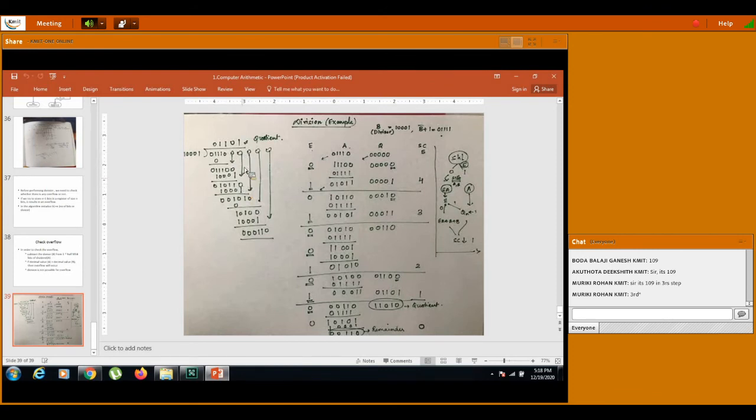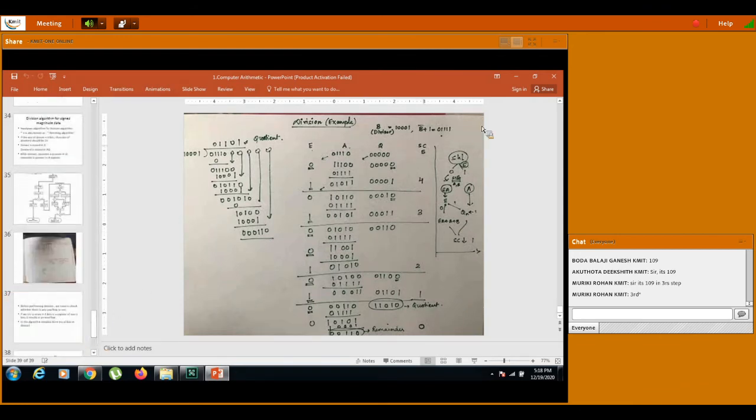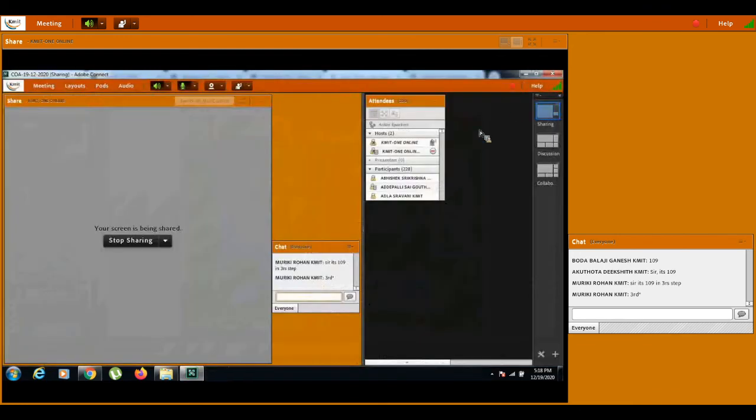You are getting this value. Again dropping this value, you get this value. Again you are dropping this value. 0 times is 0, and again 1 times gives the same number. At last your remainder is this one. Here the shift operation is done, as well as the subtraction operation. That's how you go for the arithmetic operations.